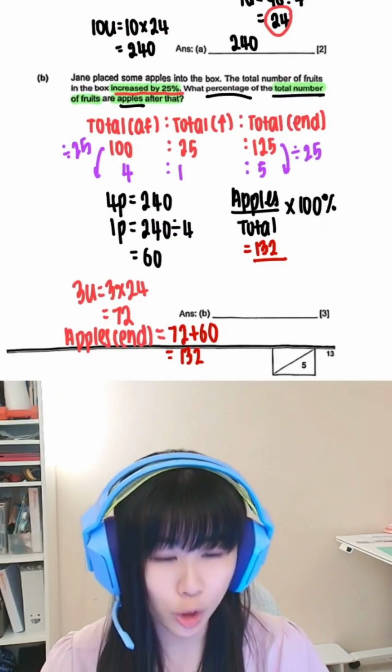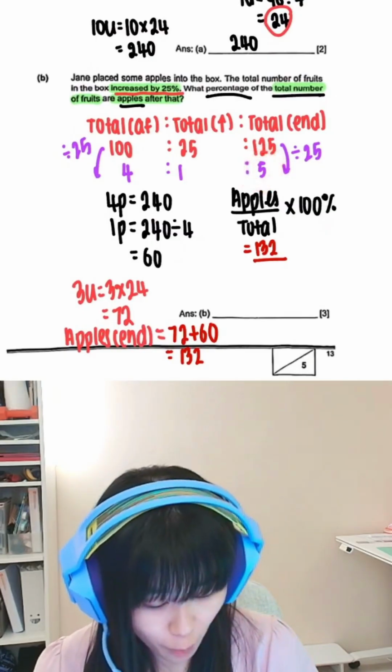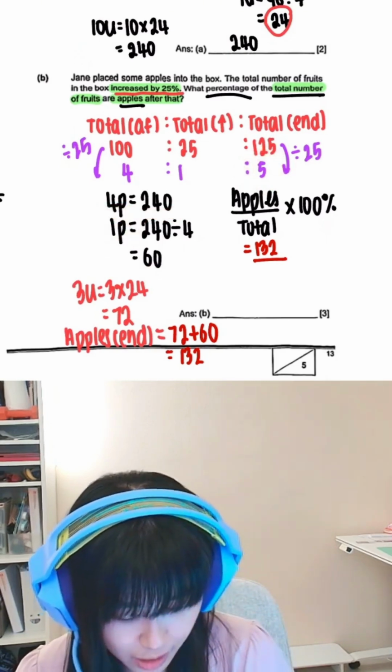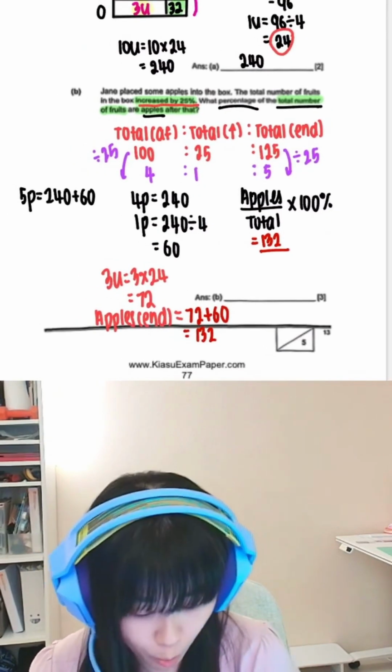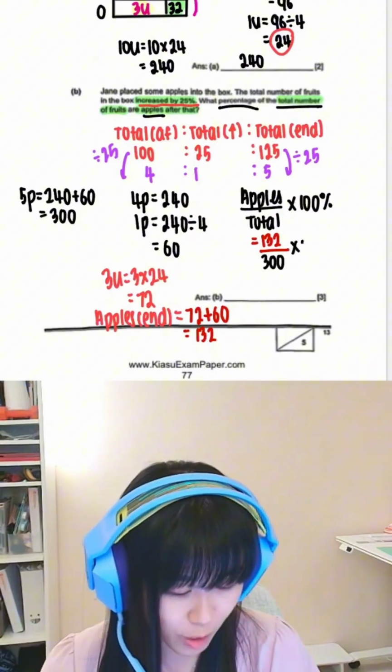Okay? What is your total? Your total is 5 parts in the end. So if 4 parts is 240, 1 part is 60. I'm just going to write 5 parts is 240 plus 60. 60 times 5 also can, no problem. Okay, so your total is 300. So out of total 300, now you multiply by 100%.